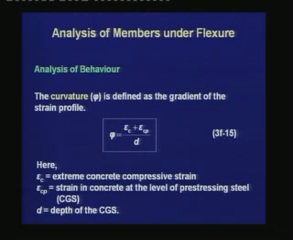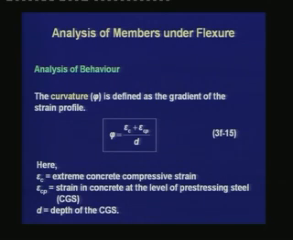How do we define curvature for a beam? The curvature, which is denoted as phi, is defined as the gradient of the strain profile. Phi is equal to epsilon c plus epsilon Cp divided by d, where epsilon c is the extreme concrete compressive strain and epsilon Cp is the strain in concrete at the level of prestressing steel or the CGS, and d is the depth of CGS.